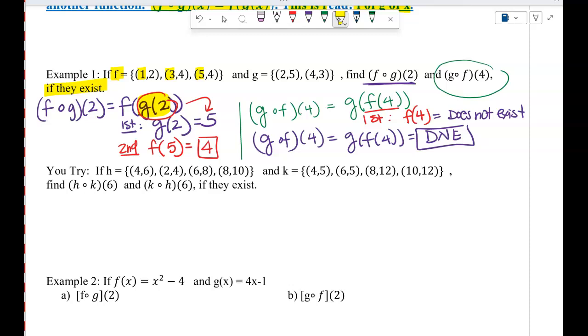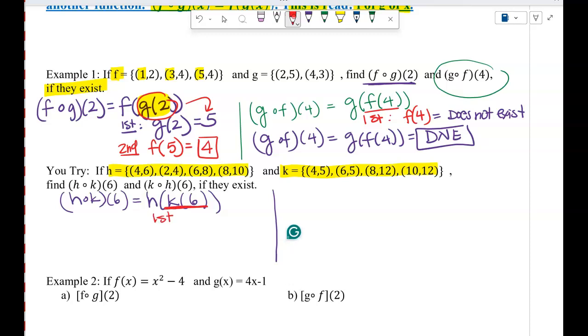All right, you try this bottom half. You are given an h function, which has 4 ordered pairs. You are given a k function, which also has 4 ordered pairs. You are asked to find half and half, if they exist. First, h of k of 6, okay? Remember, by definition, you should write h parentheses k parentheses 6. Now, if this is still brand new to us, find this first: first, find k of 6, and then give me an answer.